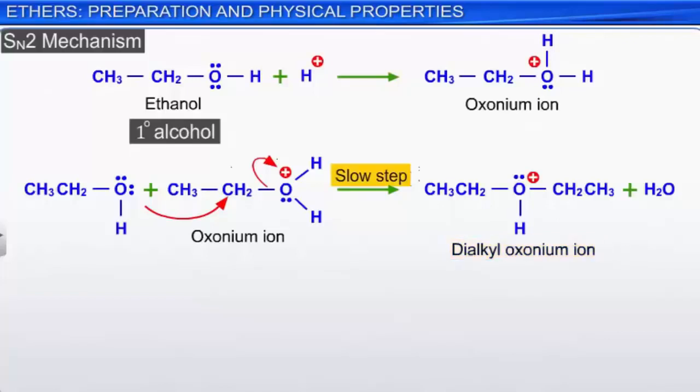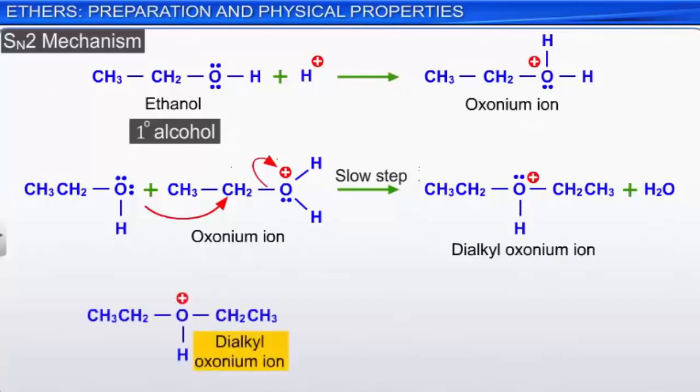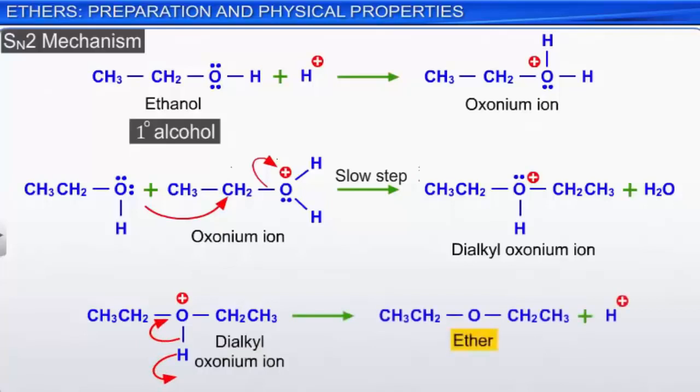In the third step, the dialkyl oxonium ion loses a proton to form the ether. Notice that the hydrogen ion consumed in the first step is regenerated in this step.